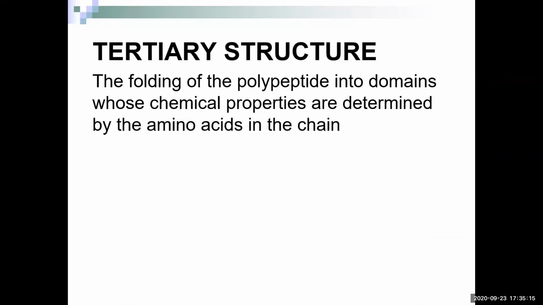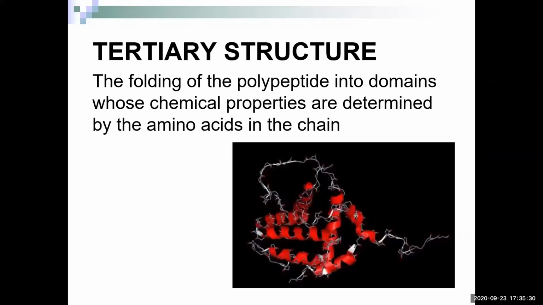For the tertiary structure, it's the folding of the polypeptide into domains whose chemical properties are determined by the amino acids in the chain. Again, the amino acid is a factor for the tertiary structure. Example, we have the milk protein. So, this is how it looks.